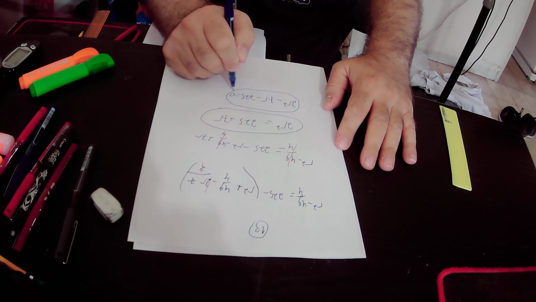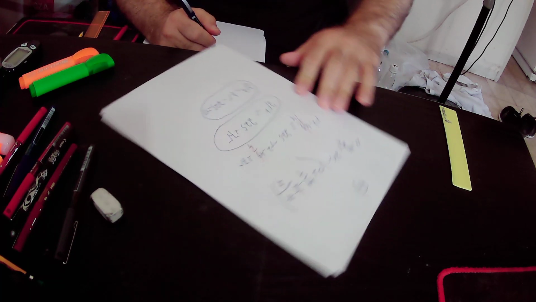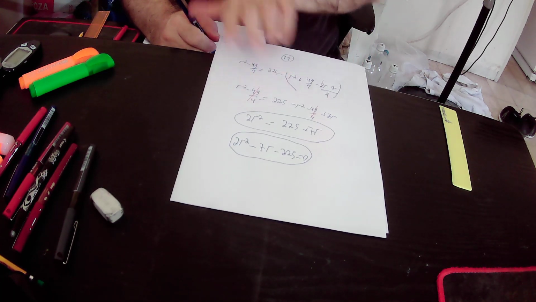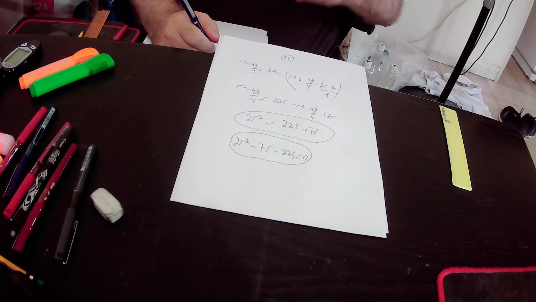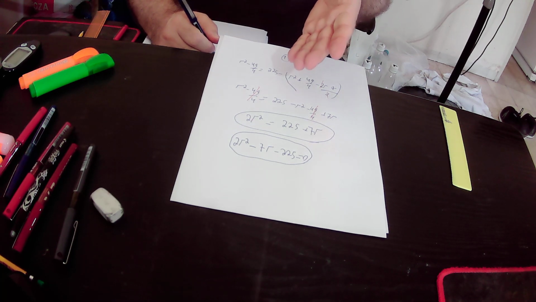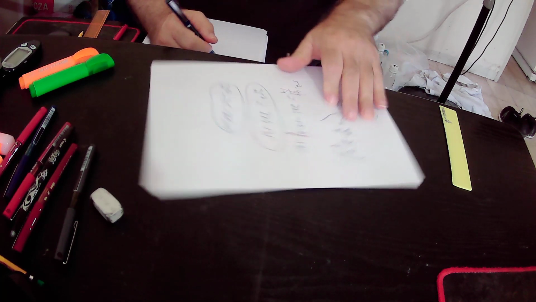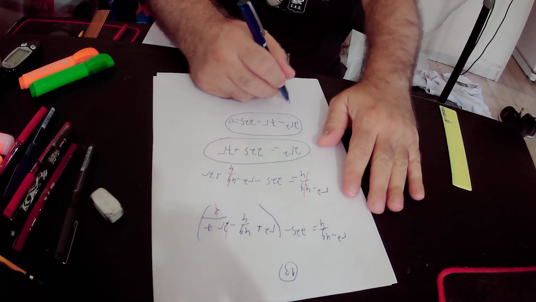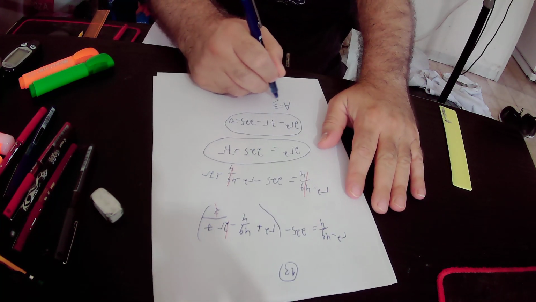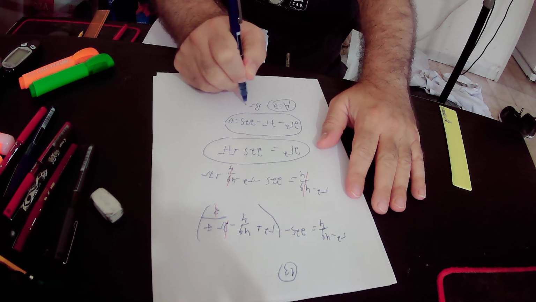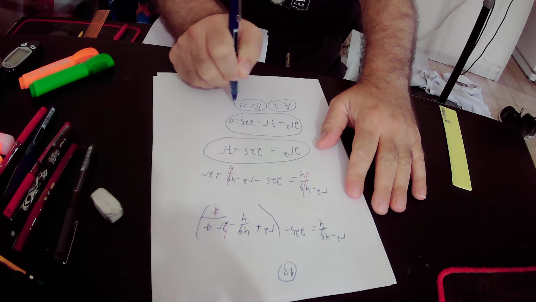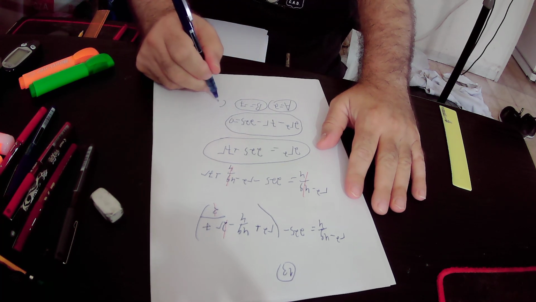So we got this quadratic equation, 2R square minus 7R minus 225 equals 0. And here the coefficients of this quadratic equation are that a equals 2, b equals minus 7, and c equals minus 225.